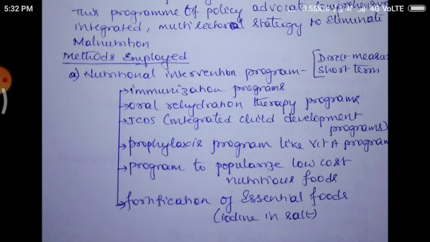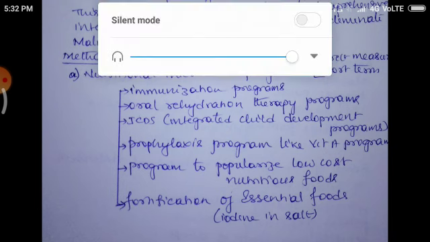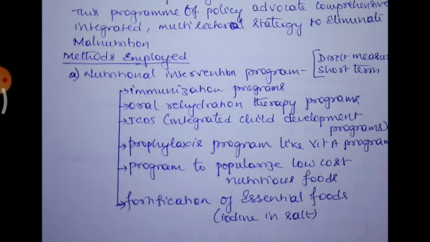And under this program, we are having immunization programs, oral rehydration therapy, ICDS, prophylaxis of vitamin A program, and then we are having food fortification of essential or daily consumption foods like addition of iodine in salt. So this iodine is beneficial in controlling goiter. So these are all programs under national intervention which are going to benefit directly the affected or affecting person.